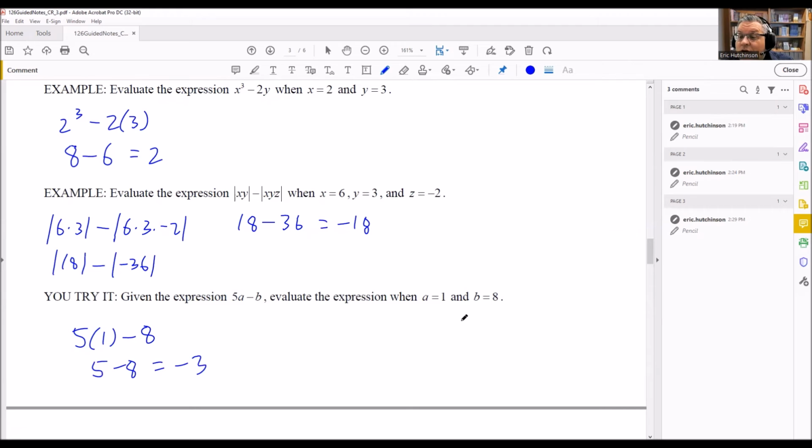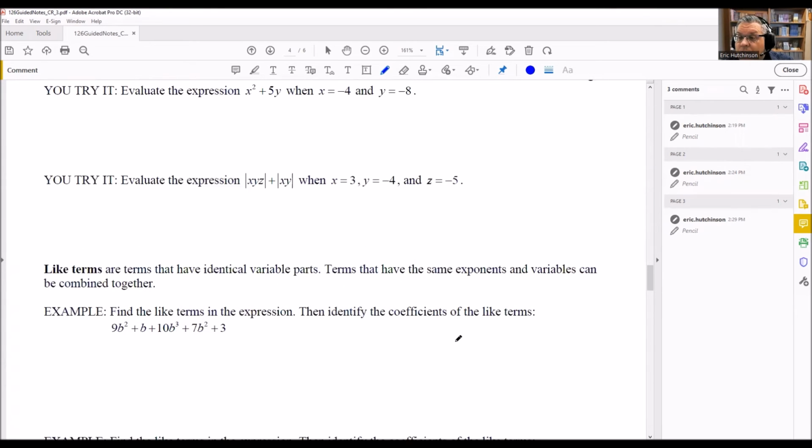So let's do a couple more. All right, so we've got x squared plus 5y. We have these two given. X is going to be negative 4, squared. And then we have plus 5 times negative 8. A common mistake is to accidentally forget to put in the negative in here. So just be careful when you're writing that in there. We need to do the exponent part. Start with that. We get 16.